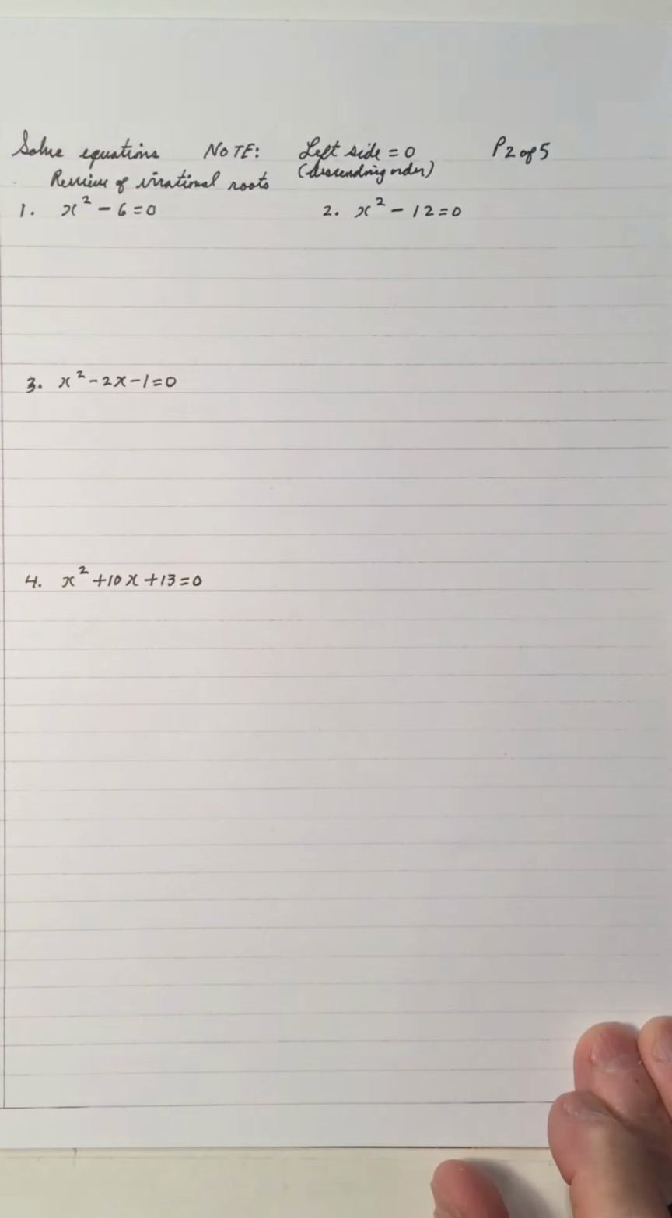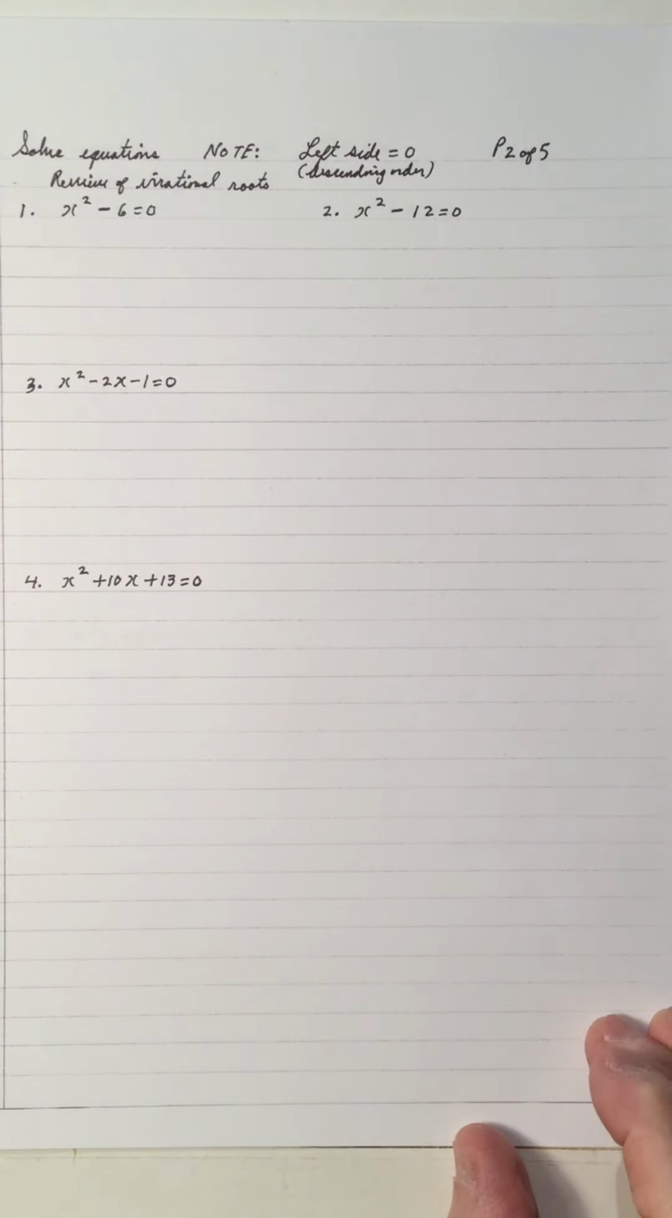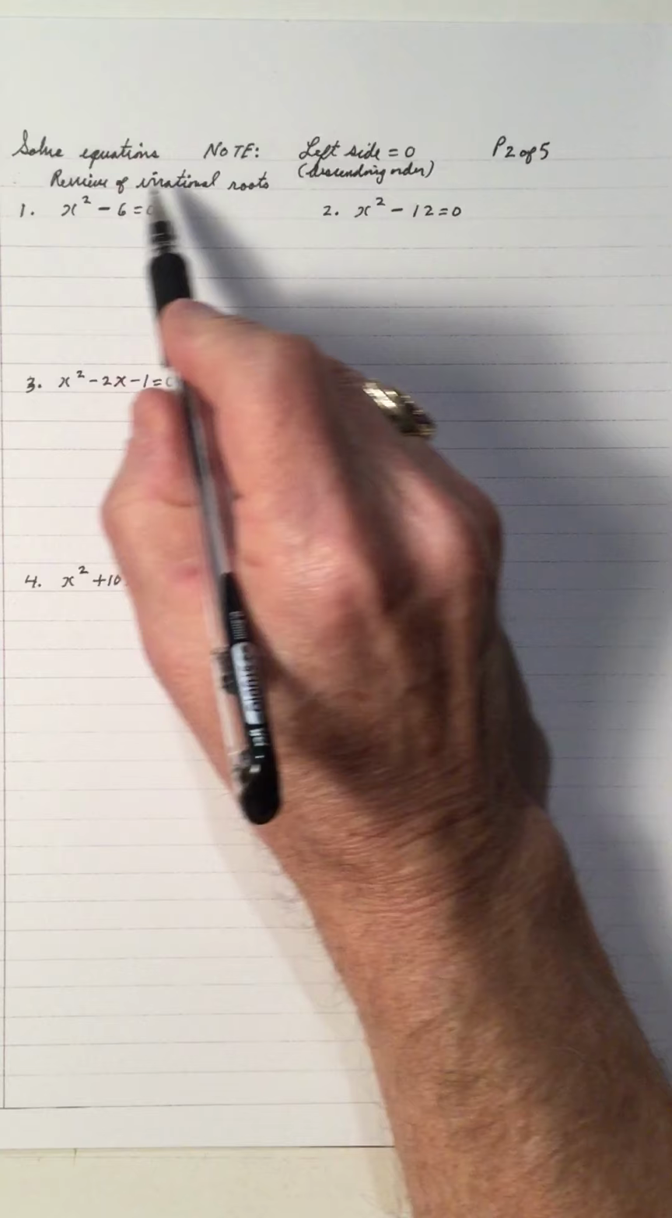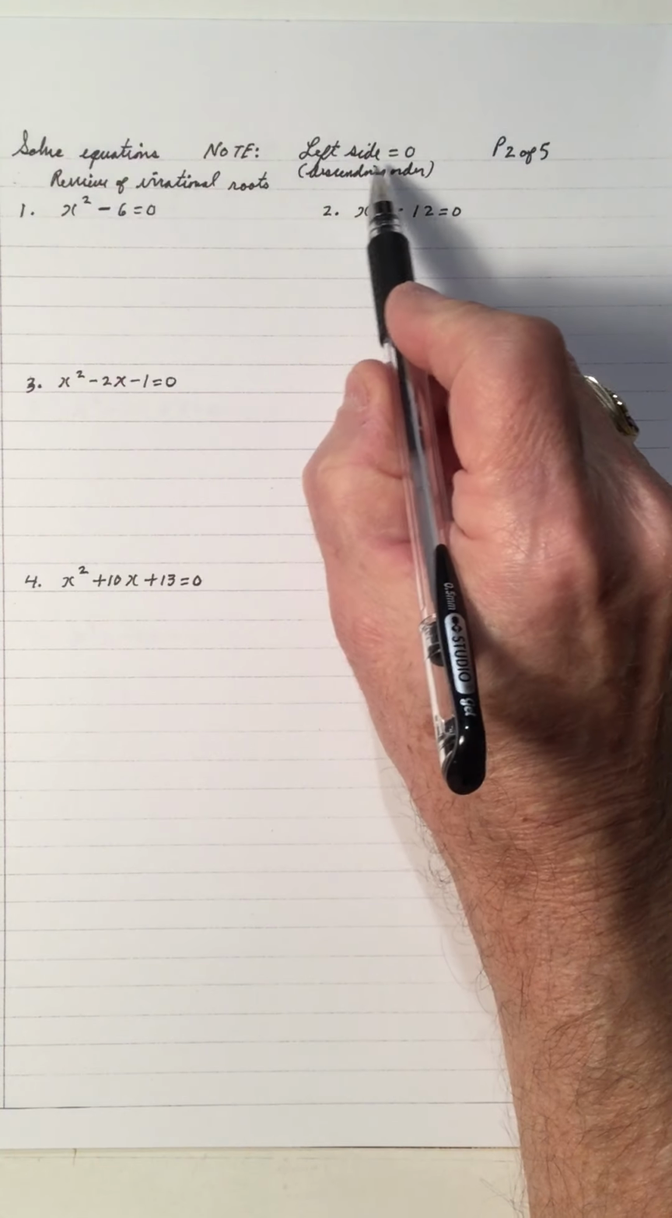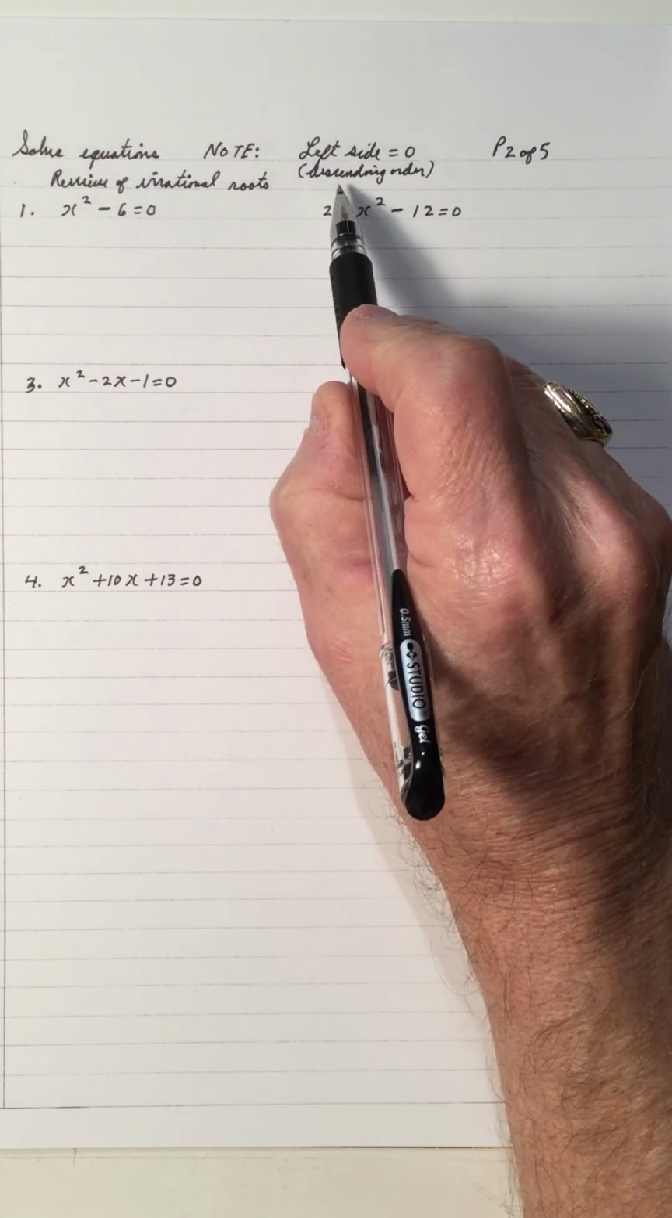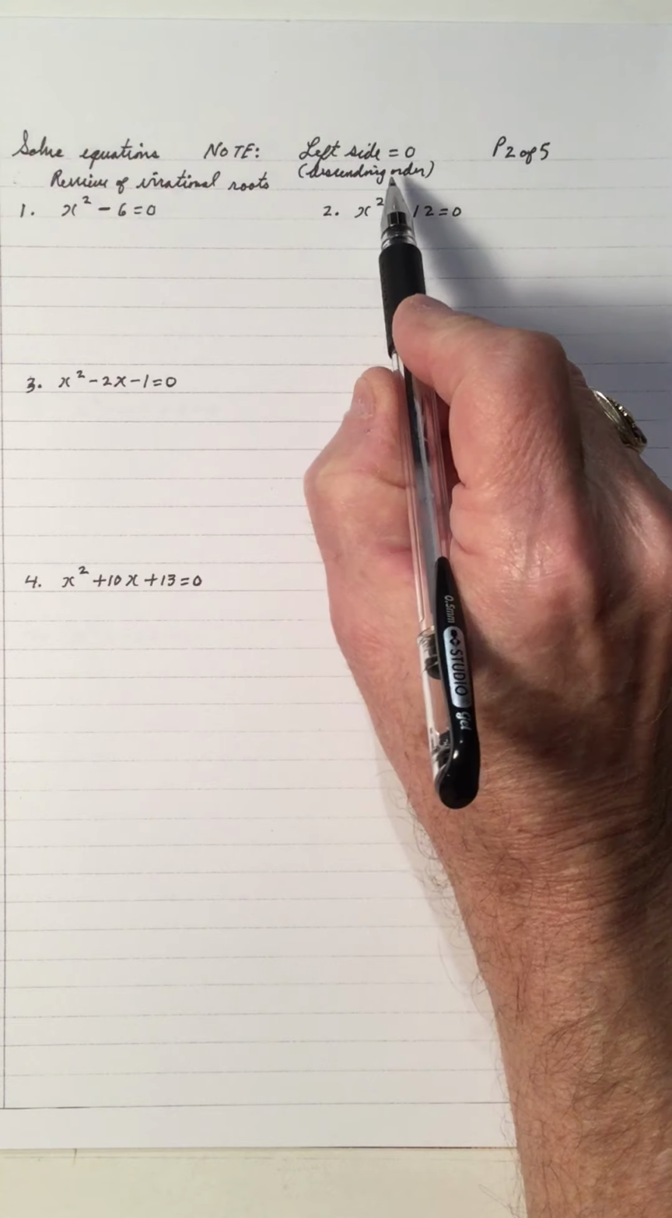Hi, welcome to my video on the review of solving equations. This review is being done to help you when you solve cubics and quartics and quintics, etc. Solve equations. Note, the left side equals 0, and you have to have the left side in descending order.